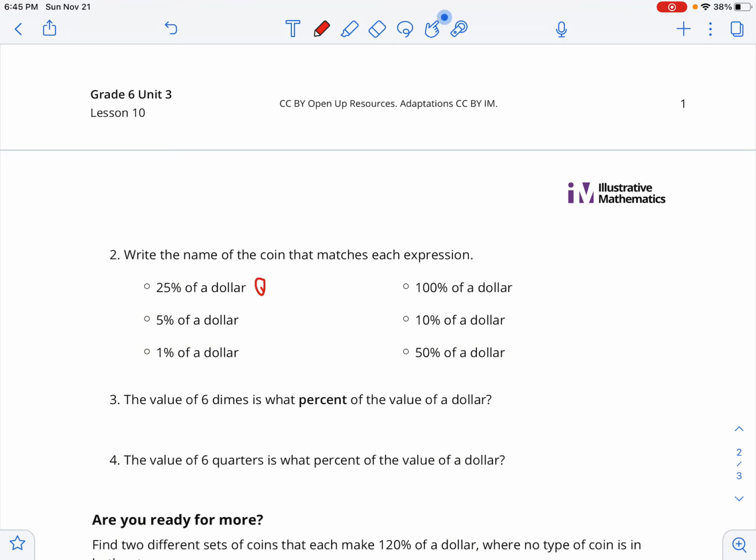So 25% of a dollar is a quarter. 5% of a dollar is a nickel. 1% of a dollar is a penny. 100% of a dollar is just a dollar. 10% would be a dime. And 50% would be a half dollar. Now, you might be starting to notice how this word percent is starting to come up. 25% of a dollar is the same thing as 25 out of 100 cents, right? 25 out of 100 cents.